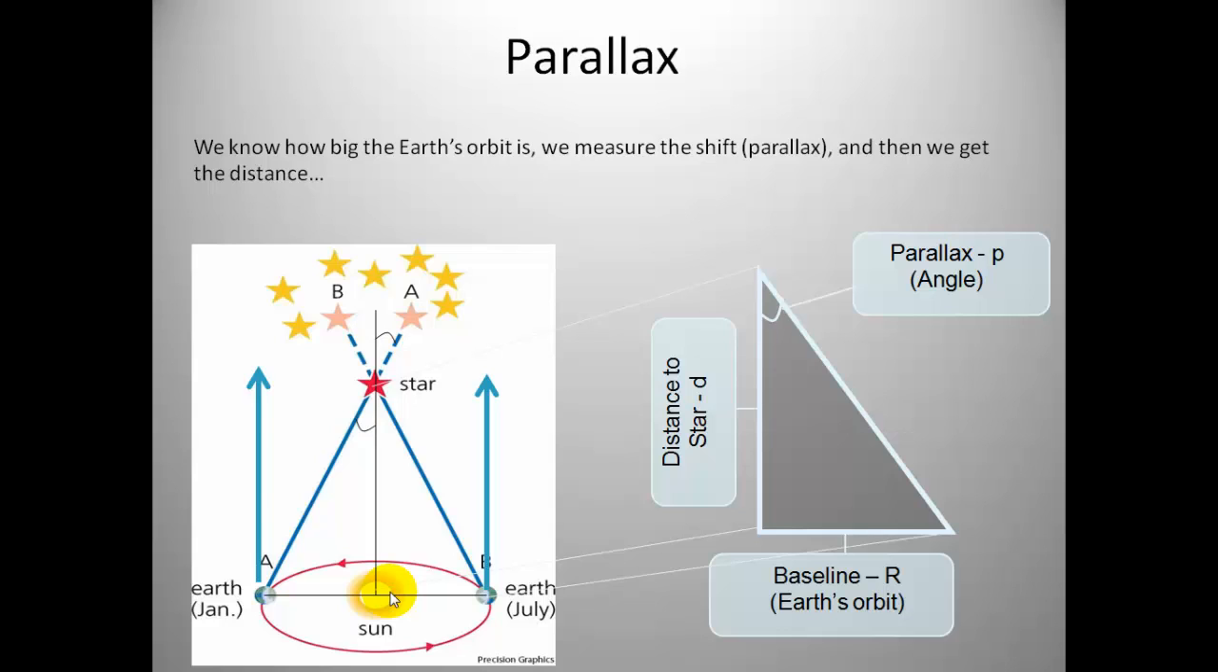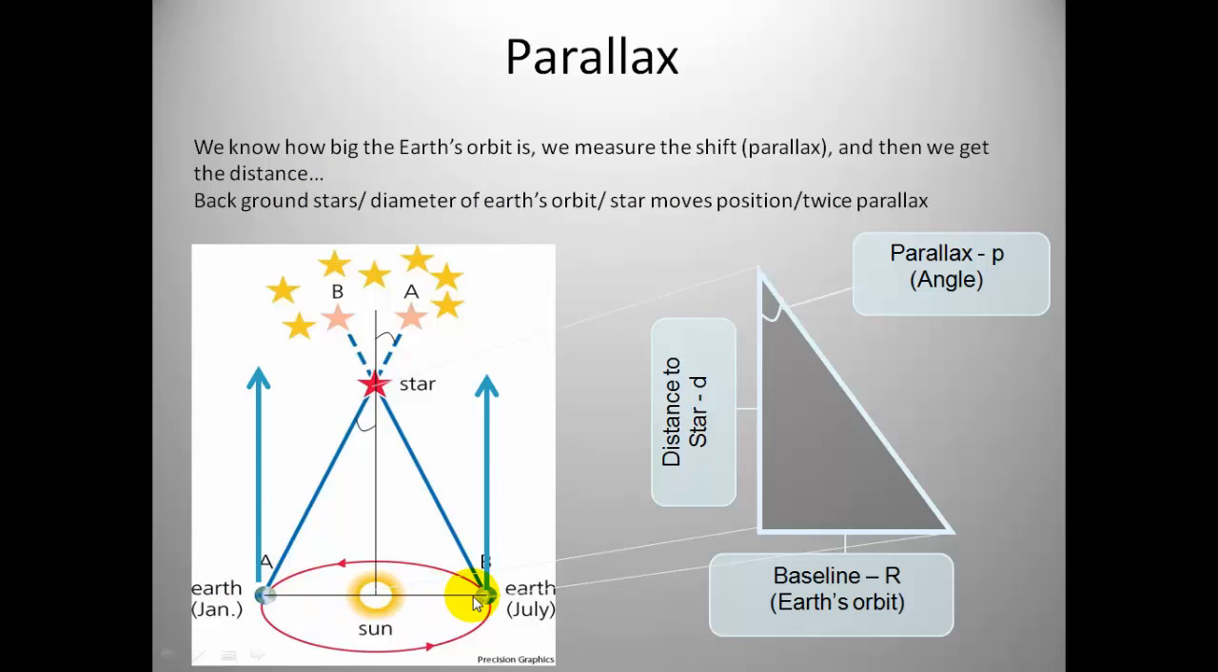When you're asked to explain how to use a parallax method for finding the distance, you need to say the following things. You need to talk about the position of the star relative to the background stars. You need to talk about the diameter of the Earth's orbit. You need to know that the star moves position relative to the background stars, and this gives you basically twice the parallax angle.